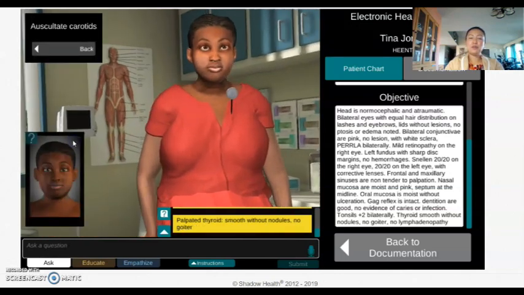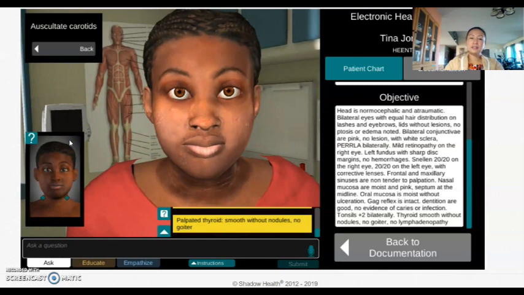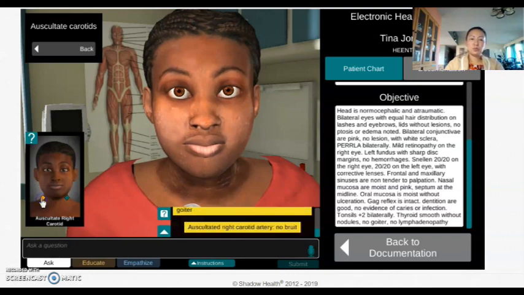And again, I'm going to auscultate the carotids for any abnormalities, if I hear any bruits, and that's a sign of a cardiovascular disorder as well. So I'm going to auscultate the right carotid and the left carotid as well.